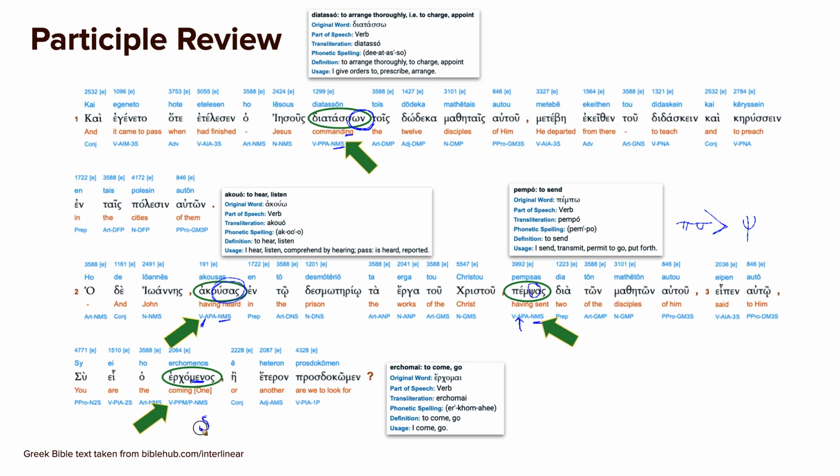So substantive use, I don't know why it's not working thicker, but substantive use of an adjectival participle is like a noun, the coming one. So substantive, the coming one, instead of ho erchomenos anthropos, for example, would be the coming man. But in this case, ho erchomenos by itself is a substantive noun. Are you the one who is coming?